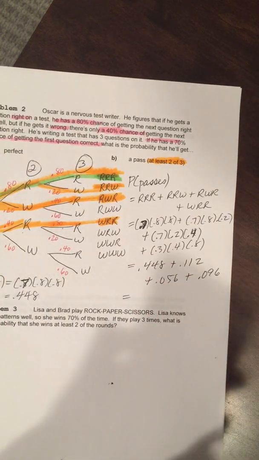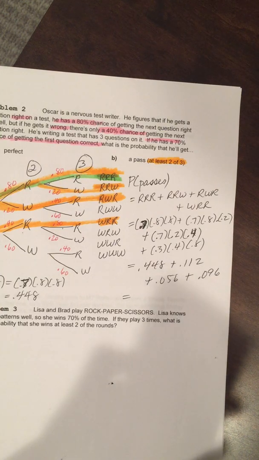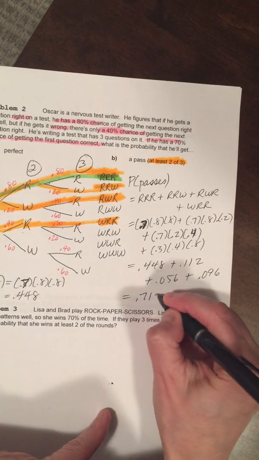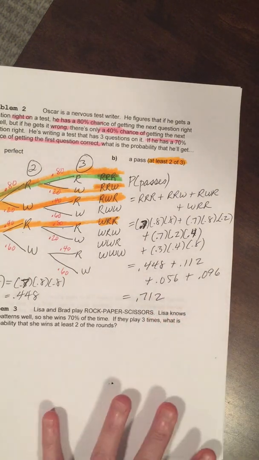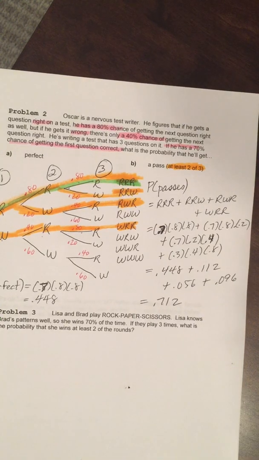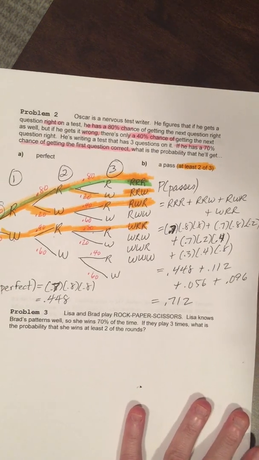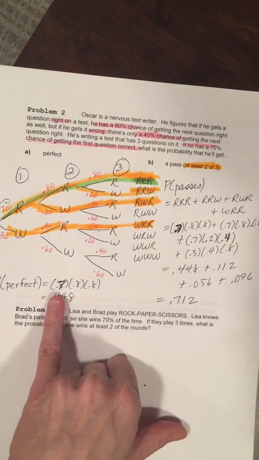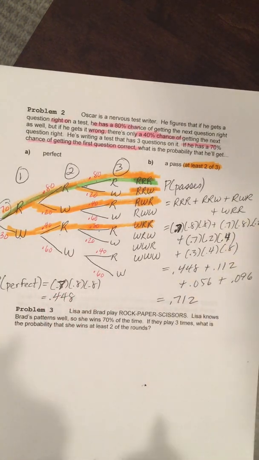Let's add them up. 0.448 plus 0.112 plus 0.056 plus 0.096 is 0.712. There's a 71.2% chance that Oscar gets at least 2 of the 3, that he either gets 2 of the 3 or 3 of the 3. I apologize, guys. Make sure you change that on your note.